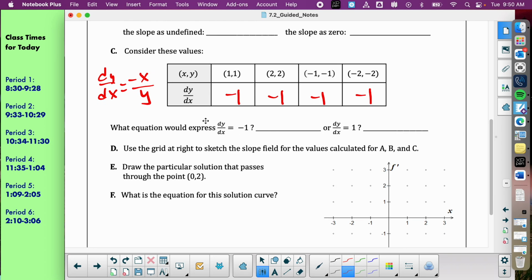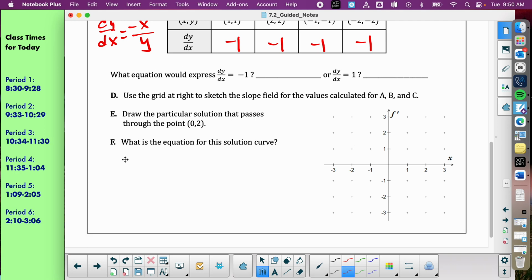Okay, so it says use the grid at right to sketch the slope field for what we calculated. So 1, 1 was 1. I'm going to put a tiny line with a slope of 1. -1, -1 was also 1. 2, 2 was 1. -2, -2 was 1. I believe it was -1 at that point, -1 at that point. Oh, that's a bad -1, actually.